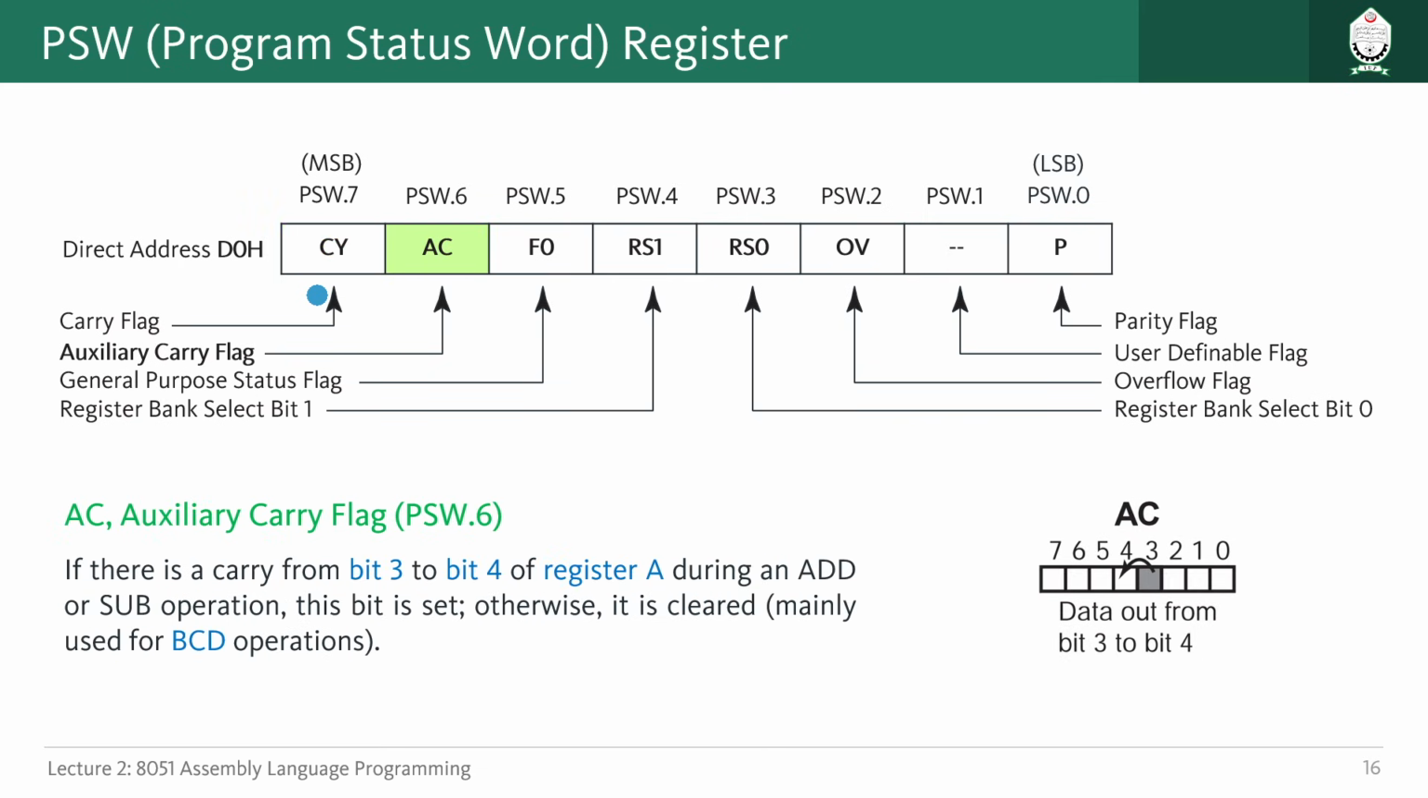Then let us look at auxiliary carry. Similar kind of idea, if carry happens from bit 3 to bit 4, after any kind of arithmetic operation, addition or subtraction, whatever, the resultant is always seen in accumulator or register A. In register A, if a carry is happening from bit 3 to bit 4, that will be auxiliary carry, and this flag will be set. Generally this is helpful for BCD operation, because all the BCD characters are of 4 bits, so for those cases it is helpful.